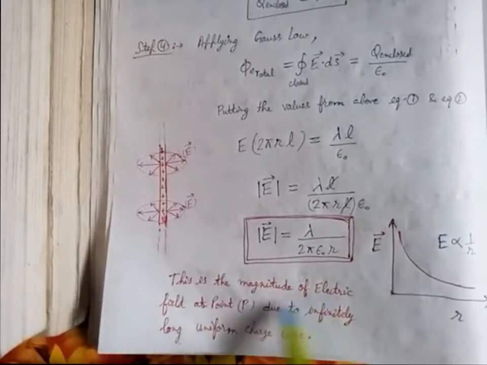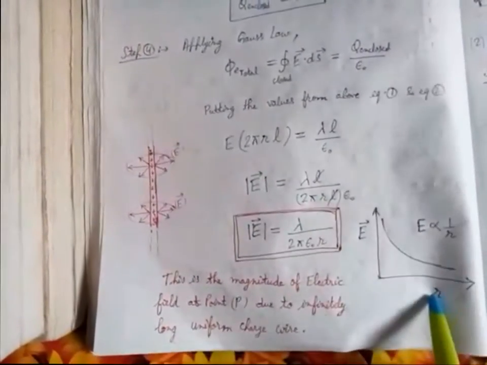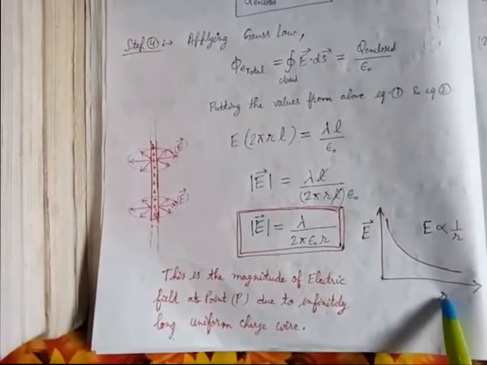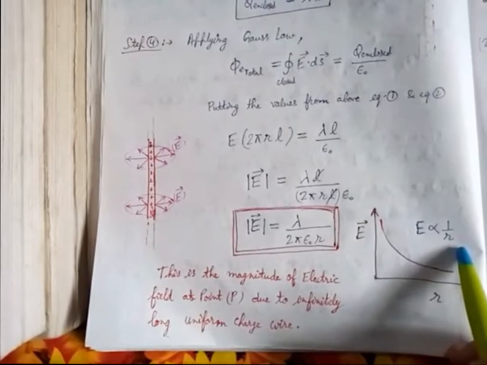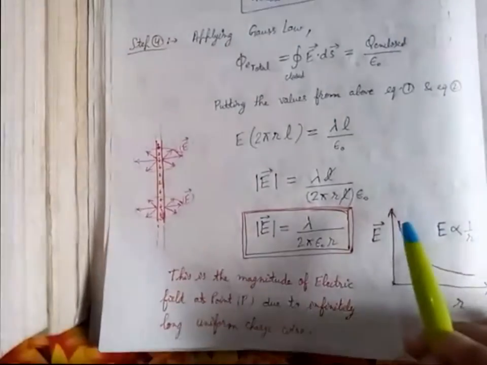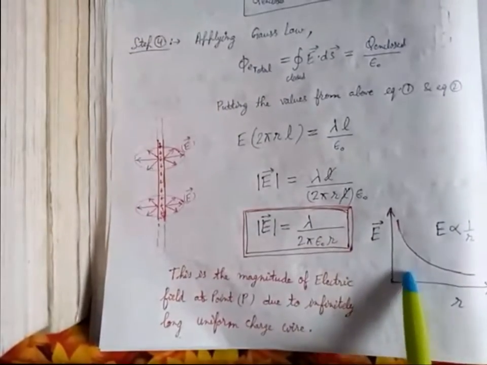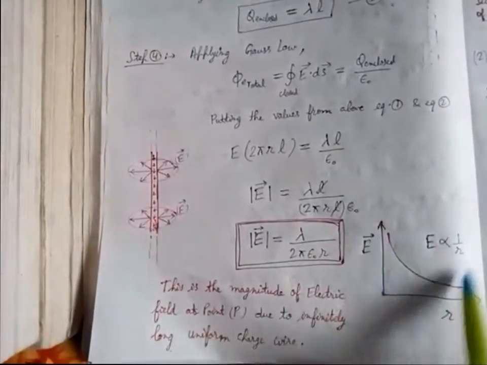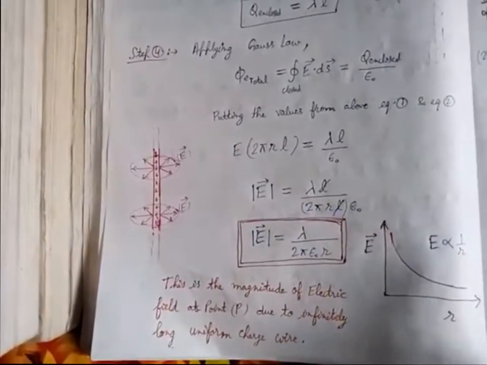So this is the value of the electric field at point P, and the electric field is shown by the graph with respect to this r, the position vector of that point. It means the electric field is inversely proportional to the distance of that point. As the distance of the point from the conducting wire increases, the electric field decreases. As r increases, the value of the electric field decreases. This graph is showing that. So this is the final derivation of this first application of Gauss law.